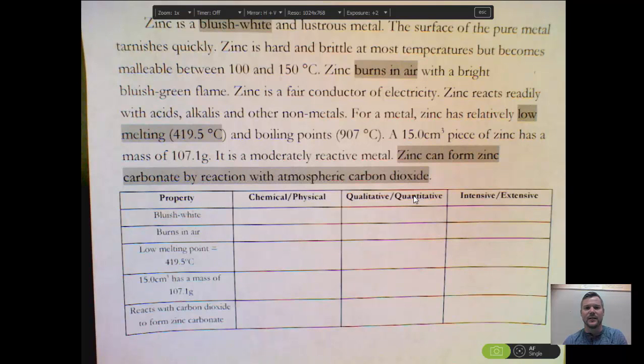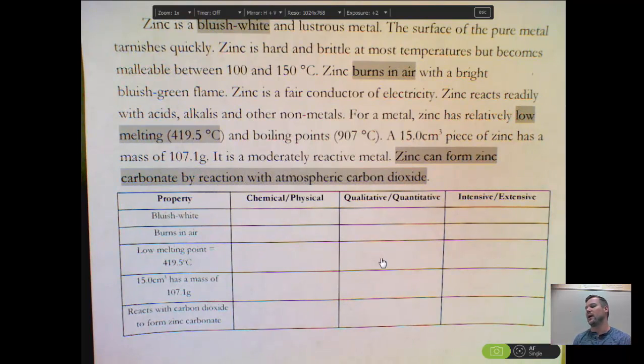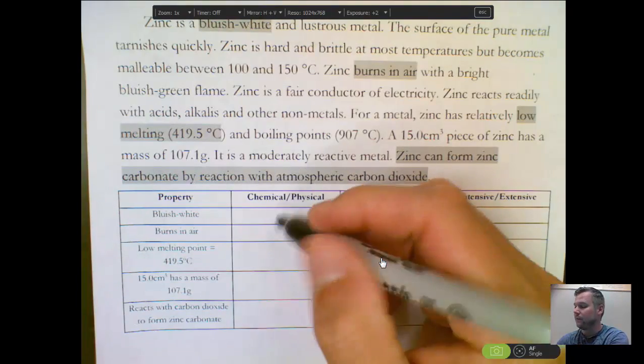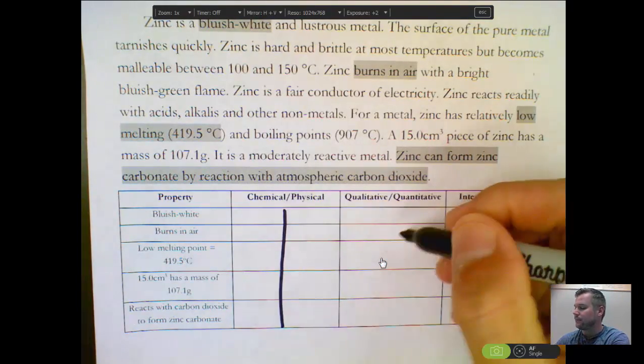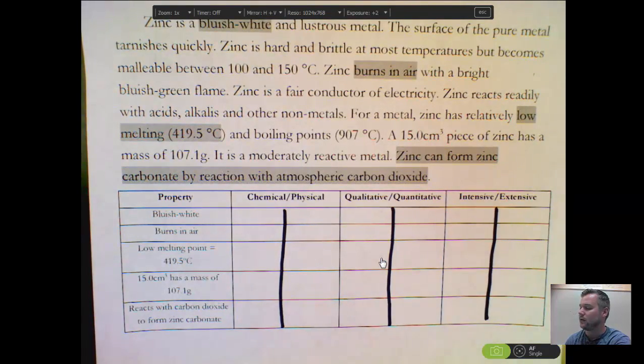And then I have an example of how we might use this in class. This is basically a worksheet that we have. If you read this paragraph, you're going to see different descriptions of zinc. I have those highlighted already, and then I have those filled into the table. So I just want to show you how we would go about filling some of these in. Sometimes students just split these columns in half so they can do check marks.